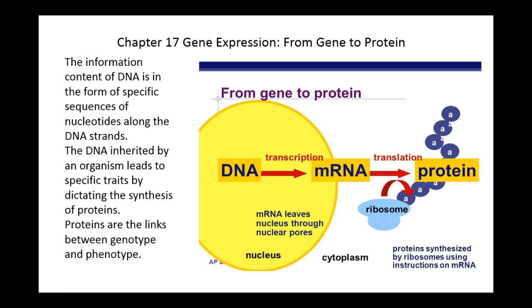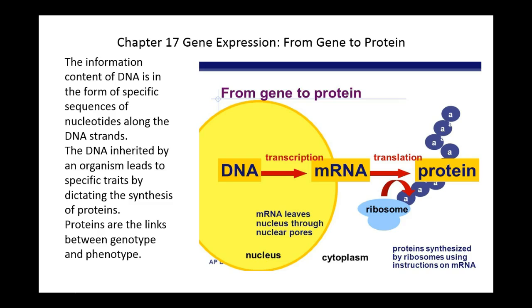The thing that we're going to add in this particular chapter is those traits are dictated by the synthesis of proteins or polypeptides, I might say. And that proteins are the physical link between genotype and phenotype. Proteins are what this DNA is inherited for, what it's passed on for, and what it actually does for us in our bodies is create proteins. So we're going to talk this chapter about the process of creating a protein.